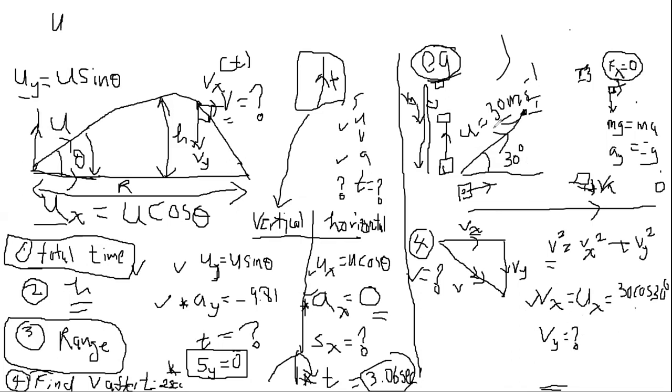What is the velocity of this camera after 2 seconds, when it goes up and comes down? What velocity is coming down? Do you have three pieces of information vertically? You have to rely on that information again. Do you know Uy? You know Uy. Uy is 30 sin 30, so Uy is 15. What else do you know? Ay. We know Ay is always negative 9.81. What else do you know? Time.